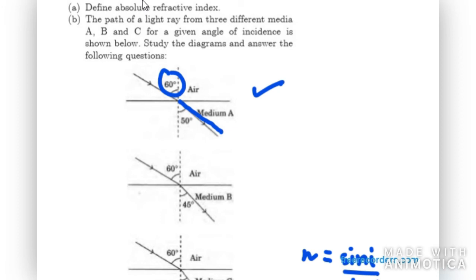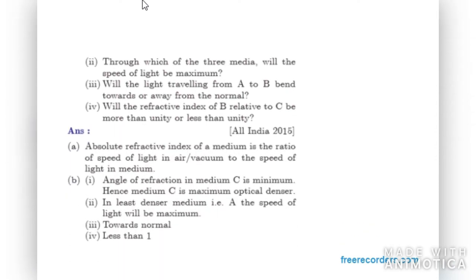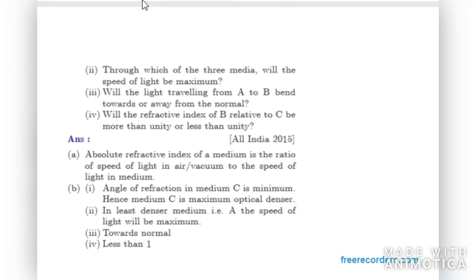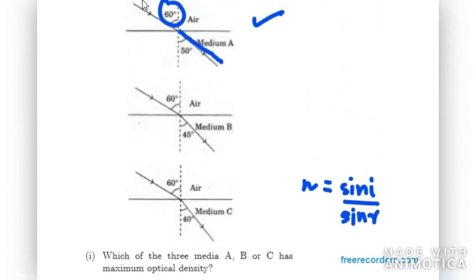Now last part of it, it says will the refractive index of B relative to C be more than unity or less than unity? It would be less than unity as they both have angles lesser than 60°, so therefore it will be lesser than unity.